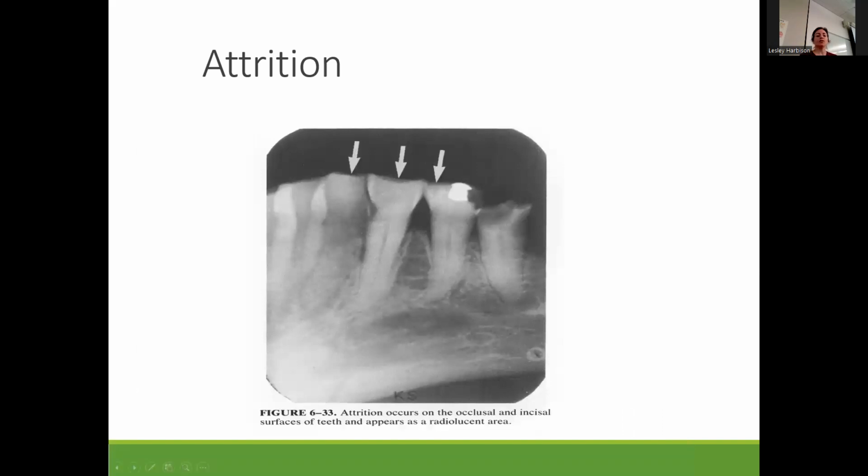And then here's another picture of attrition. You start to get a little bit of cupping because the dentin is softer, and so it will erode faster from just being exposed to the environment. So it cups a little bit, kind of scooped out just a bit.